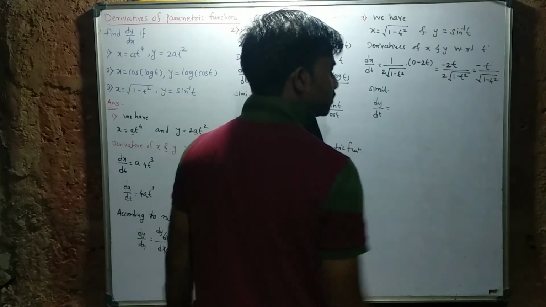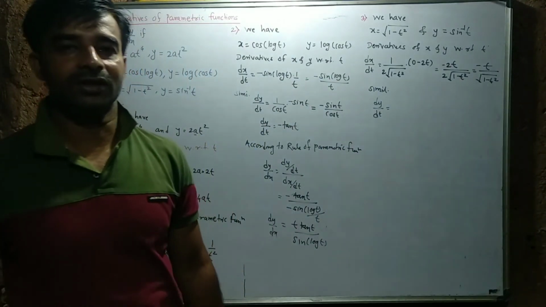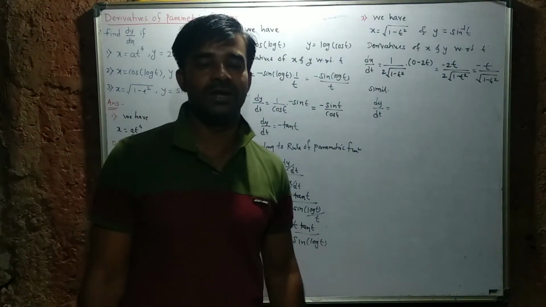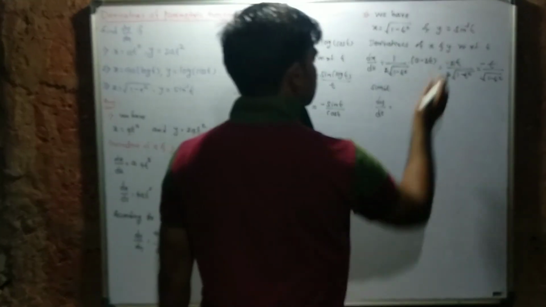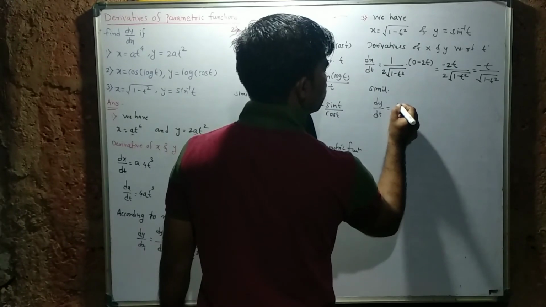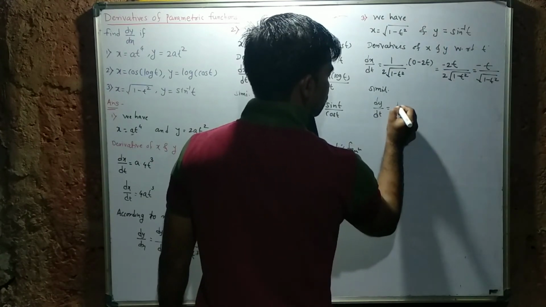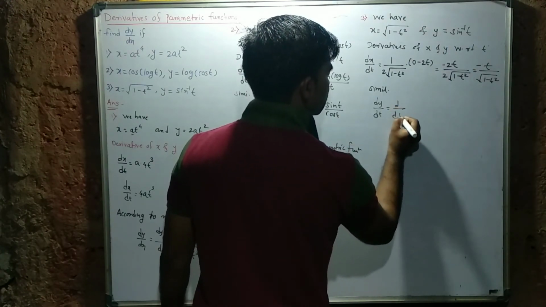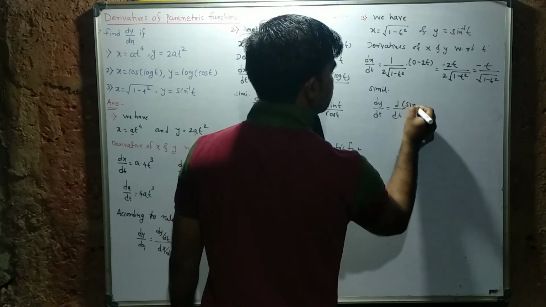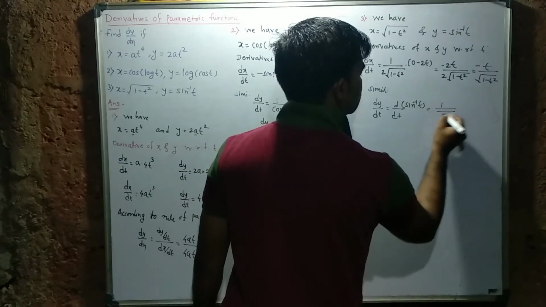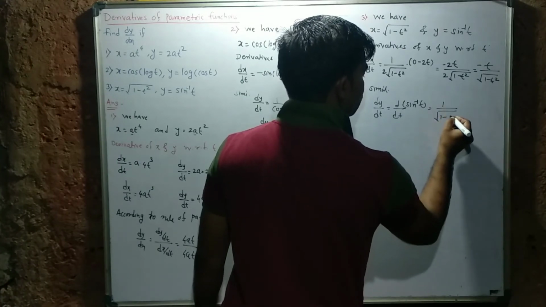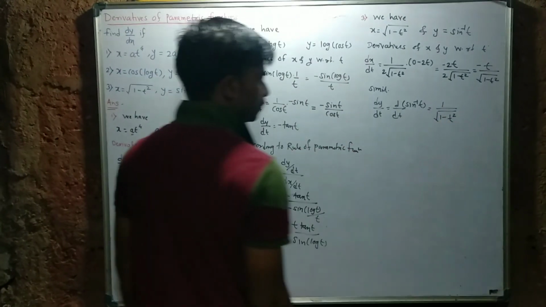This is one standard function, sine inverse x. We know that the derivative of sine inverse x is nothing but 1 divided by square root of 1 minus x square. Similarly, for sine inverse t, the derivative is nothing but 1 divided by square root of 1 minus t square.